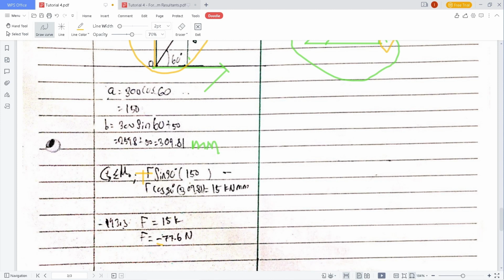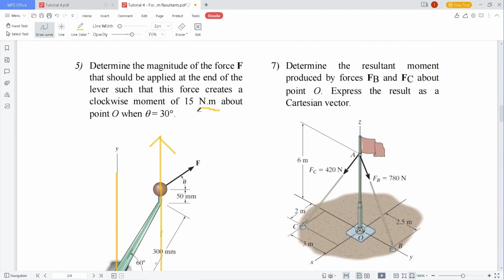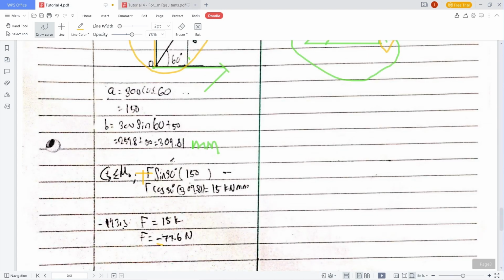So that's why negative F cos 13 degrees times the perpendicular distance equals the resultant moment for the whole system, which is 15 Newton meter, which you need to convert into millimeter because the perpendicular distances are in millimeter. So it equals 15 kilo Newton millimeter. You will get 77.6 in negative form. It means that the direction differs from our assumption, but the magnitude is the same.